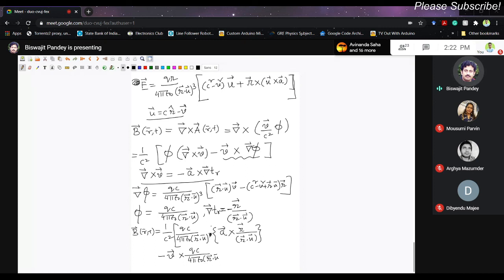R dot U whole cube. And then inside the bracket we have R dot U into velocity V minus c square minus v square plus R dot A into curly R. So this is the magnetic field. Now, to simplify, I'm going to the next page.